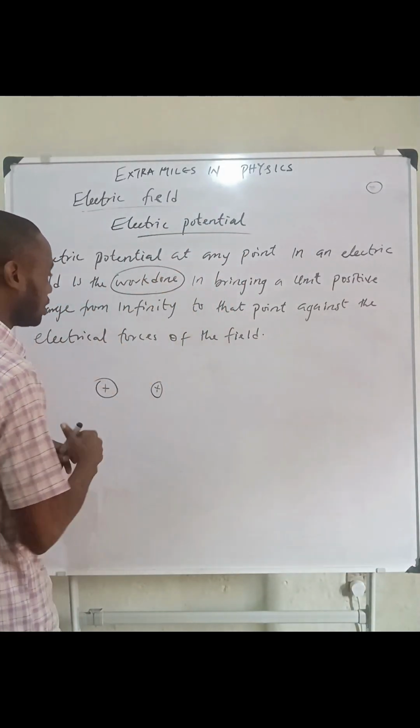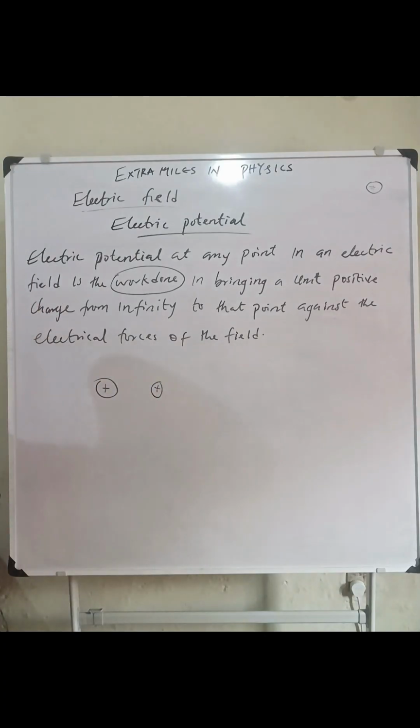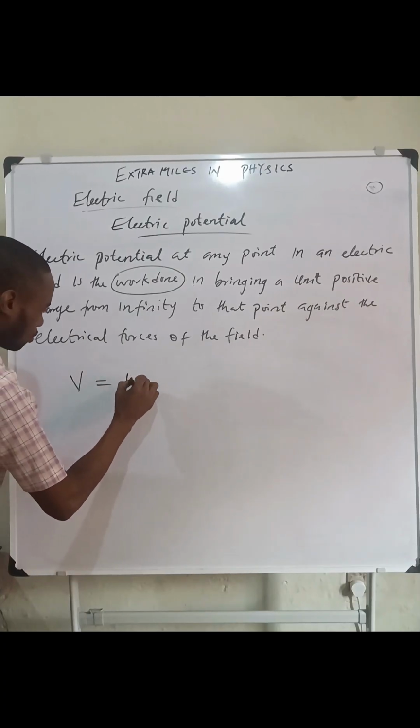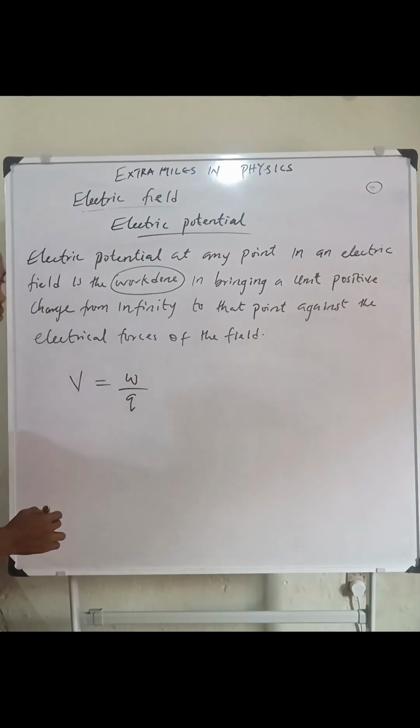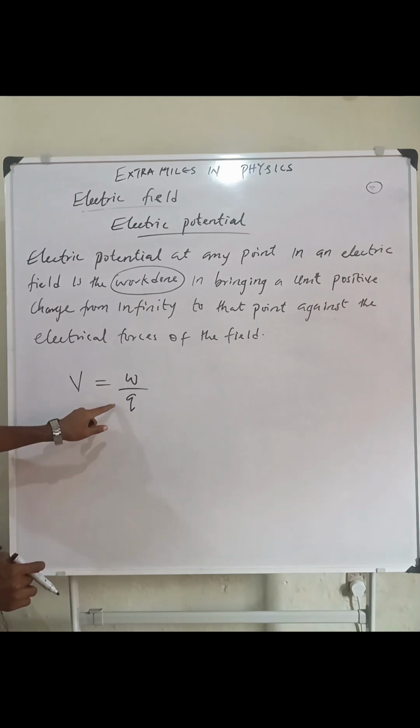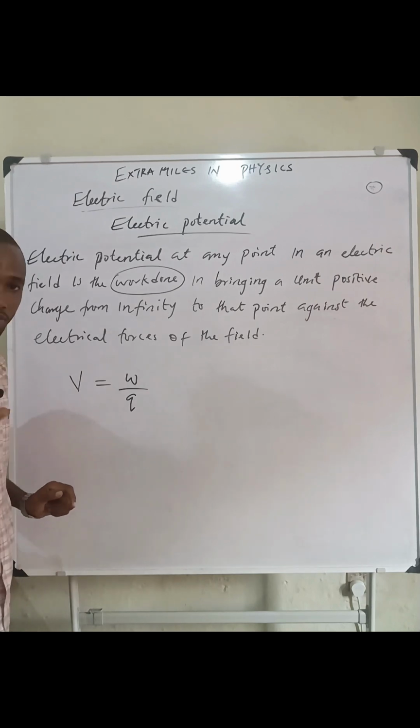Our electric potential is denoted as V. So let me take this out. We have that electric potential V equals work done over charge. So this is the first formula you shouldn't forget.